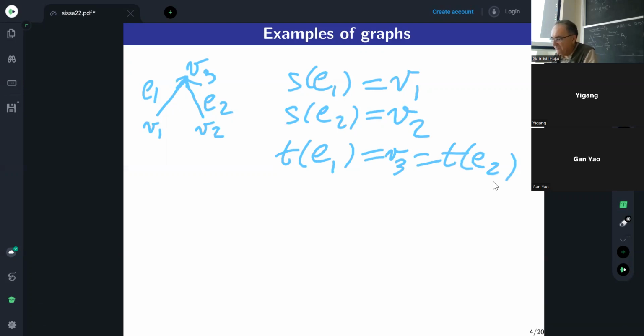Obviously the source map is not surjective, because V3 is not in its image. Also, the target map is not surjective, since only V3 is hit. V1 and V2 are not in the image of the target map. And of course, injectivity fails because you have 2 edges with the same ending. I could easily do such a thing with 2 edges with the same beginning too. So of course, it need not be injective.